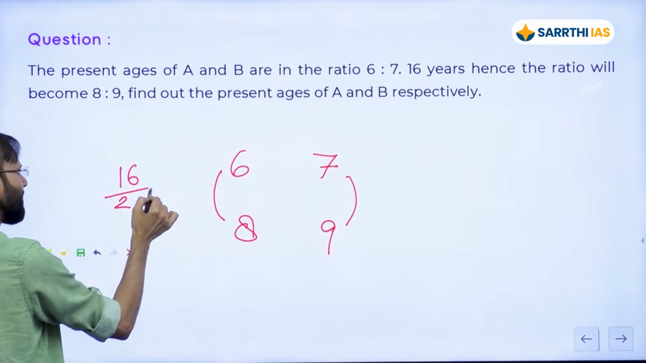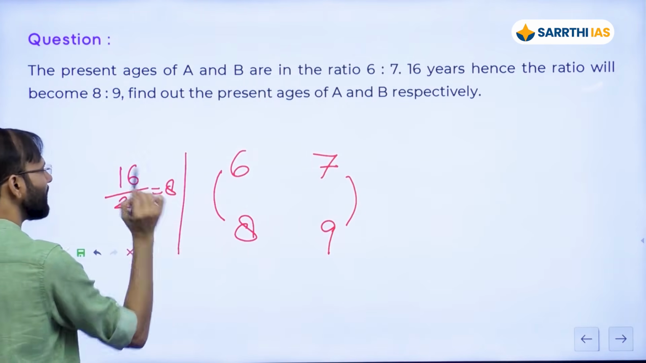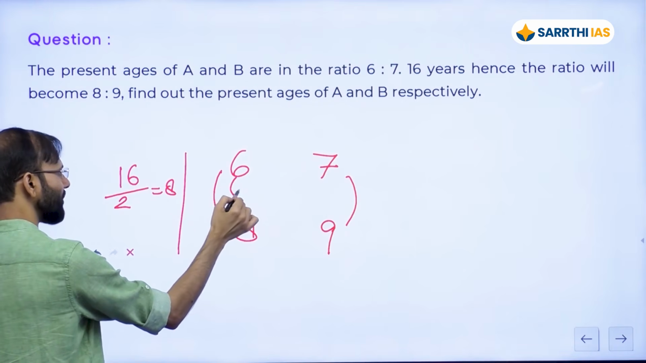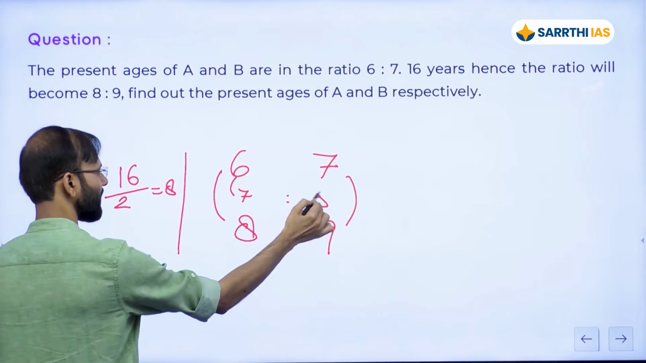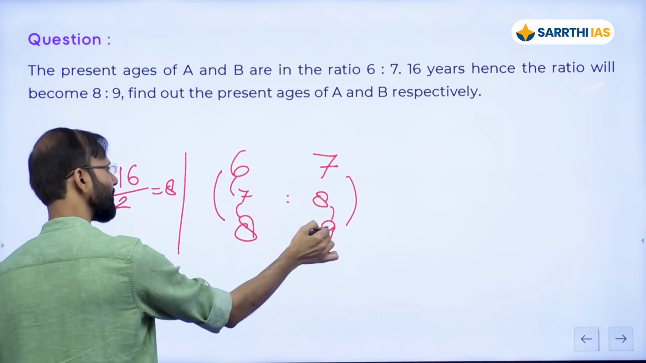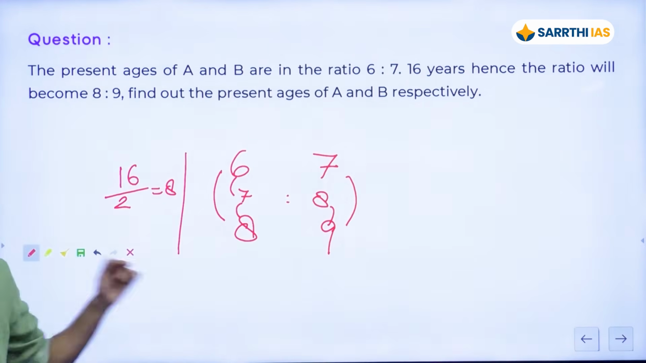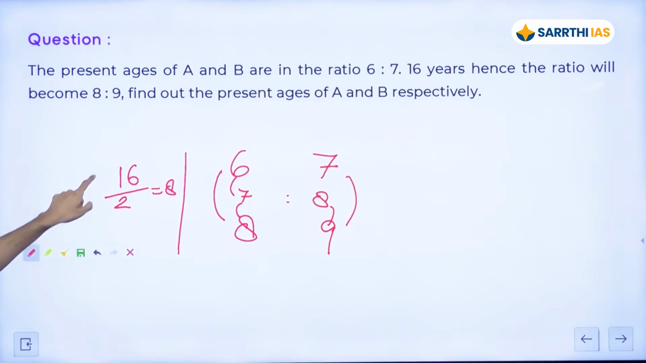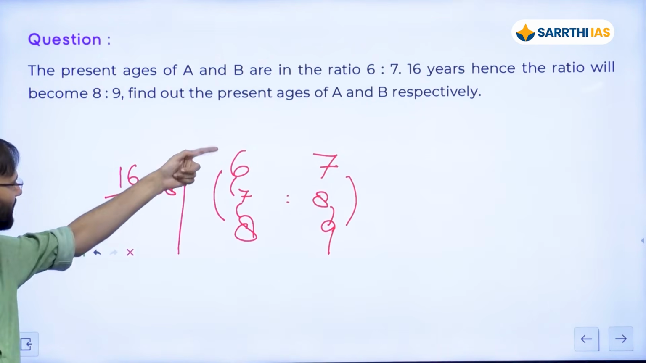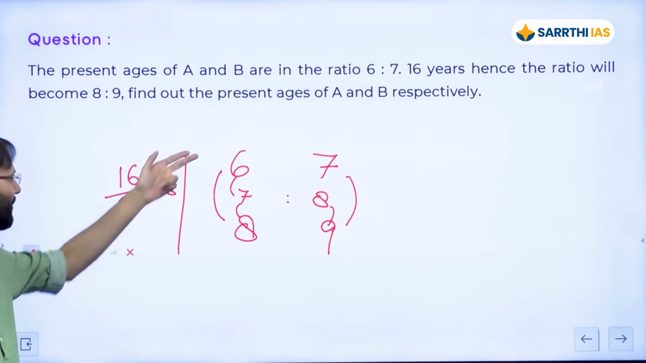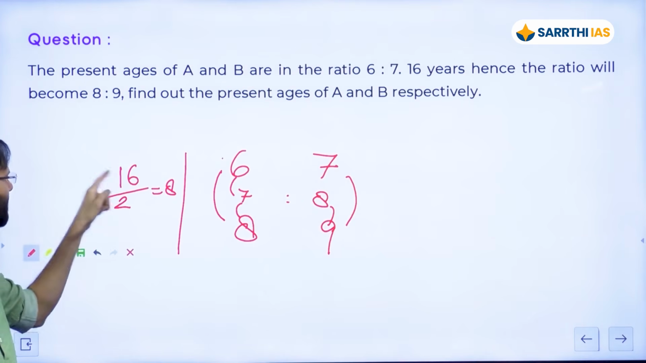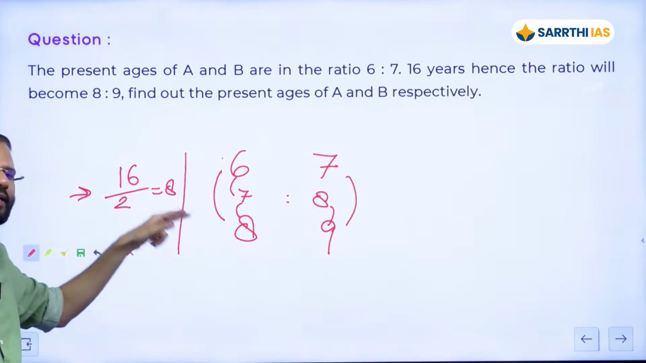So 16 divided by 2, 8. So actually guys, in 8 years, it will become 7:8. Then after another 8 years, it will become 8:9. So the situation is like this. So here the interval size will be considered as 8. This difference 2, 16 divided by 2, that is 8 years.